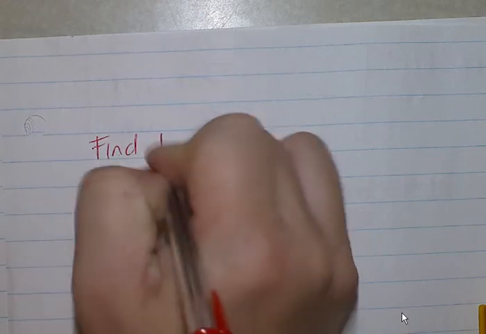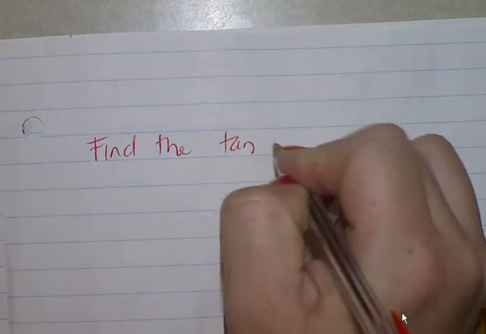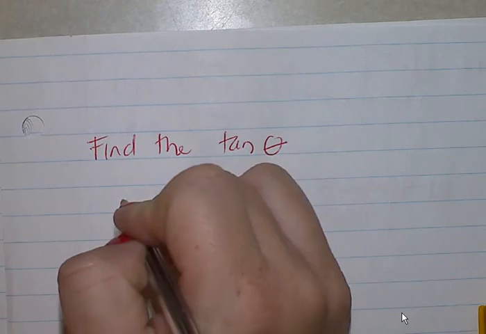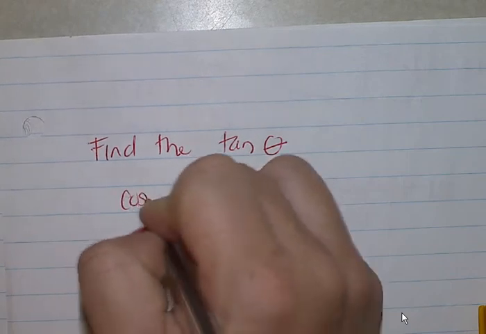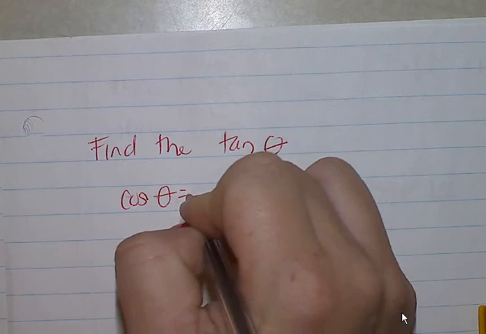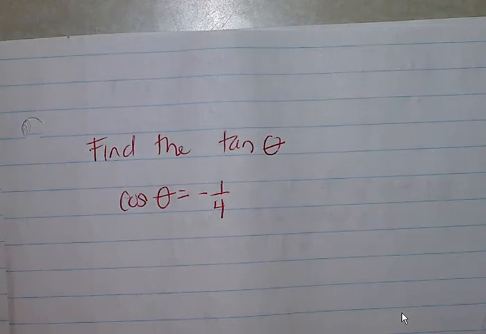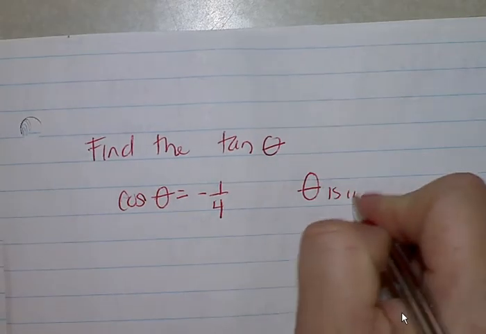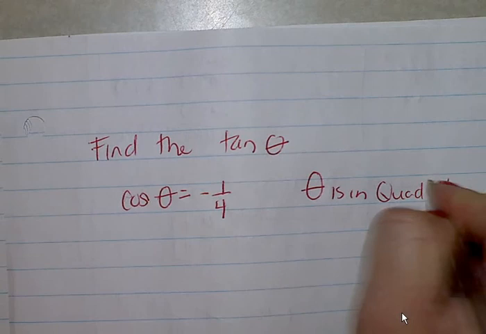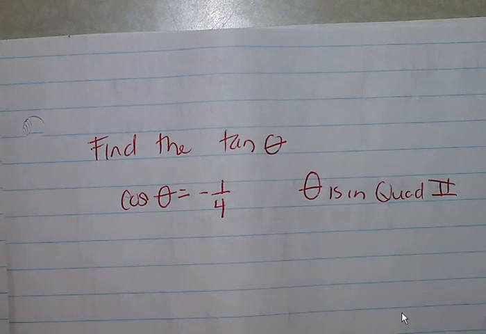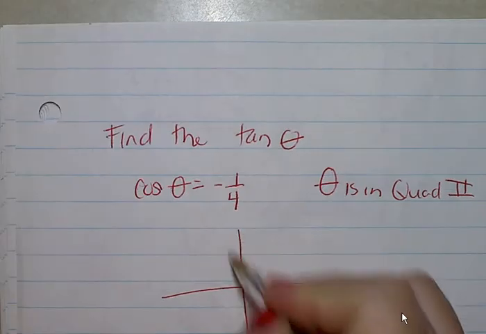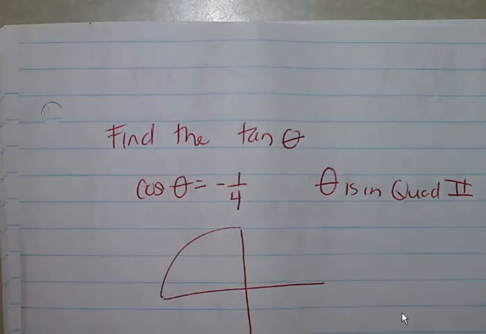I would like you to find the tangent of an angle when the cosine of the angle is -1/4 and the angle lies in quadrant 2. And because of time, it's our last day, we're going to take time to do it together. So I'm going to go to quadrant 2. It's your last day before your test. What test is Monday?